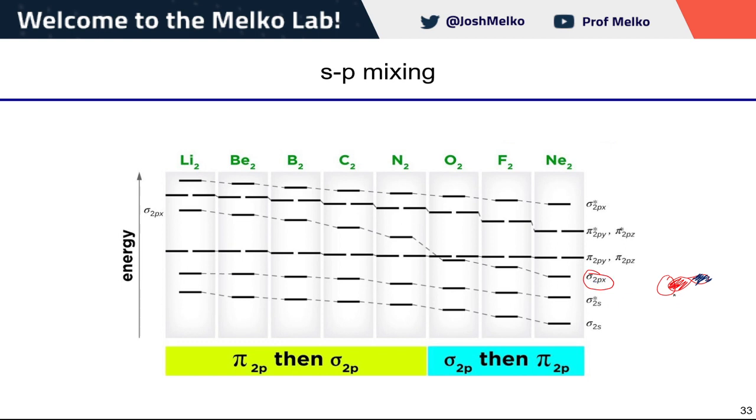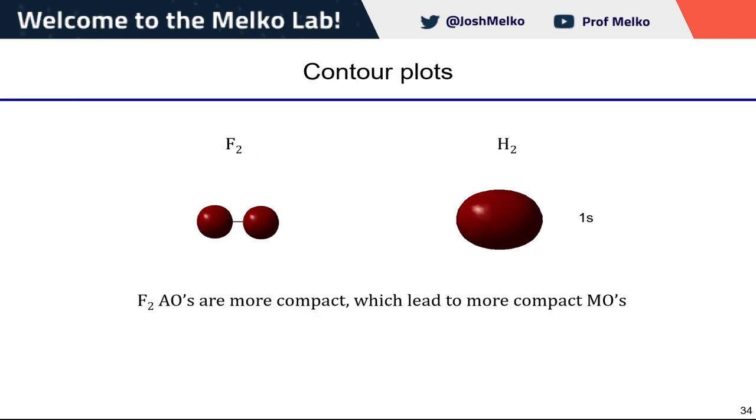Why? Because again, the gap between the 2s and the 2p atomic orbitals that form this sigma molecular orbital, that gap is getting larger. Okay? And so you can have not only this sp mixing effect, but also the atomic orbitals in general that form the molecular orbitals are changing size. So the molecular orbitals change size.